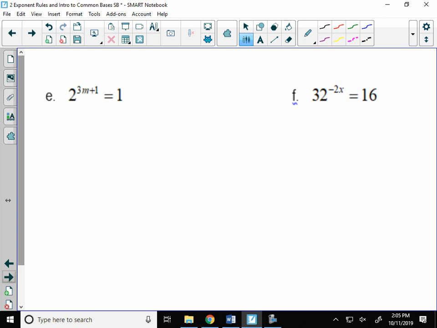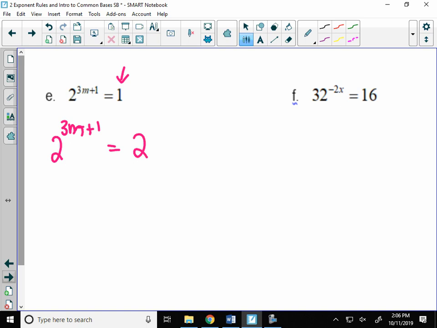Let's look at E. This one is tricky. In class, I said that I always want to change the 1. I don't want to change the other base. I want to change the 1 to have the same base as the other side. 2 to the 3m plus 1. So to keep the 2 the same, can I rewrite 1 to have a base of 2?